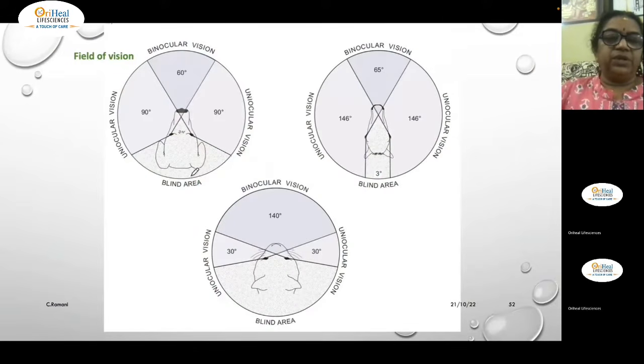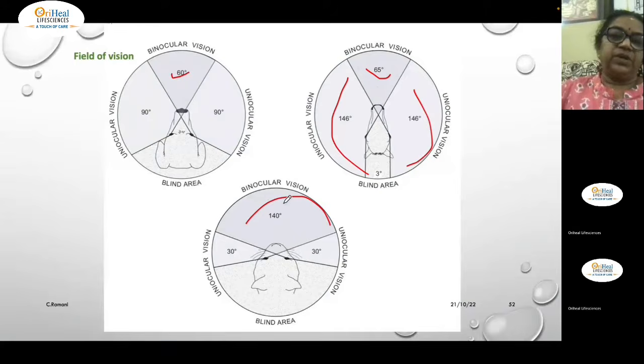Field of vision is also important. In the case of dogs, the binocular vision is only 60%, whereas in the case of horse, it is 65%, but the uniocular vision is more, 146 degrees. Whereas in the case of cat, because of their frontally placed eyes, they have a 140-degree binocular vision.